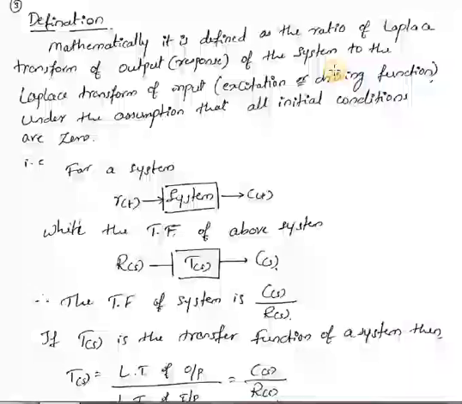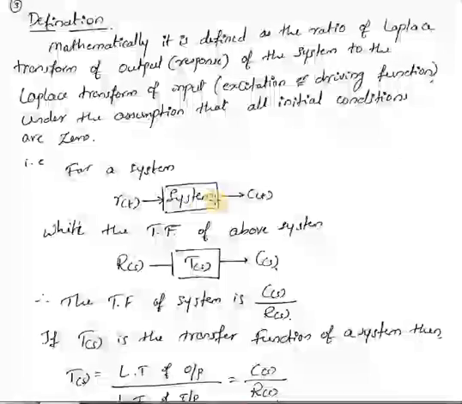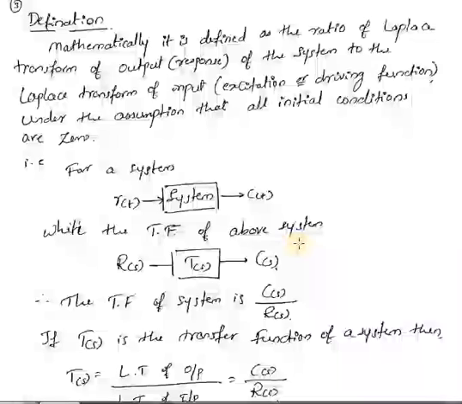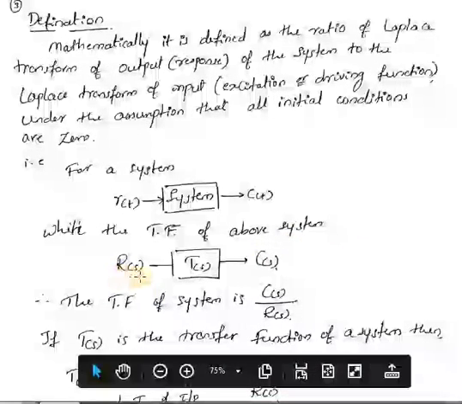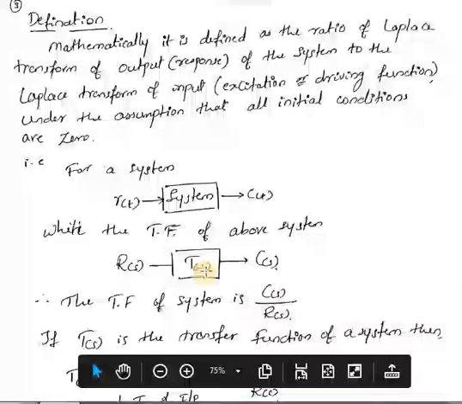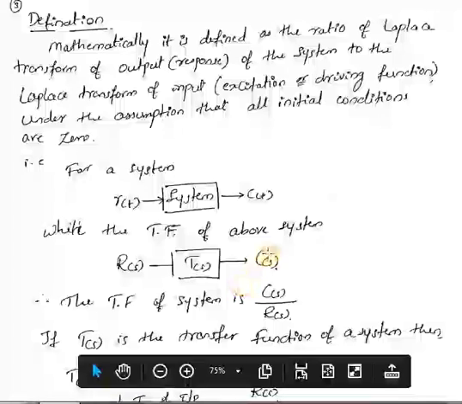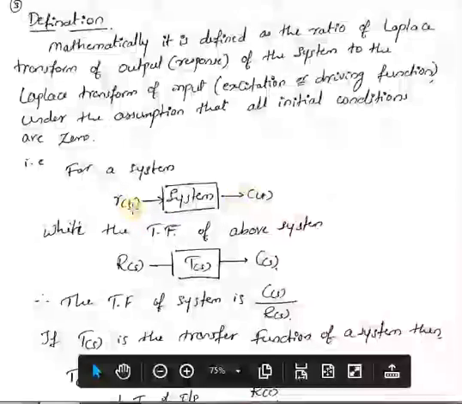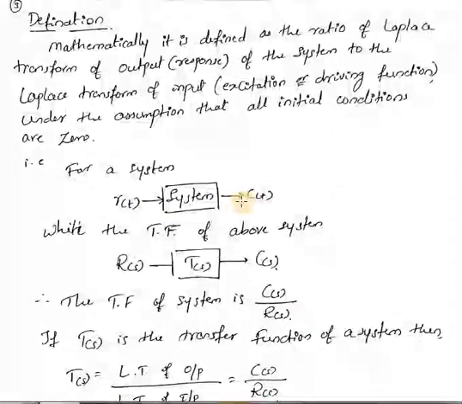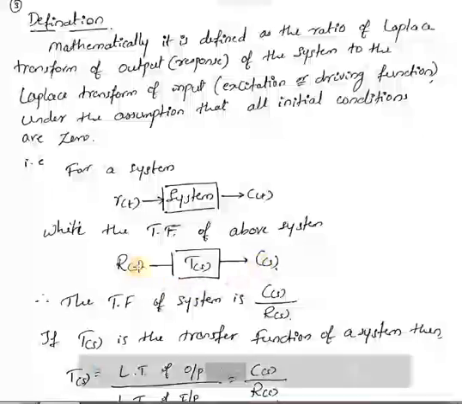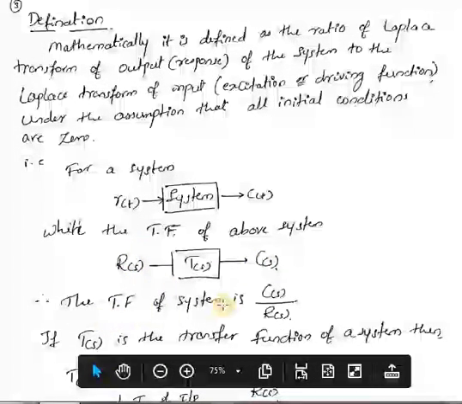So symbolically it can be represented as, for a system, R of t is the input and C of t is the output, and this is the system. If you take the transfer function of the above system, you can rewrite it as R of s, the system T of s, and C of s. So the transfer function of the system is given by output divided by input. Here in this figure they are just input and output. After applying the Laplace transform, they become C of s and R of s. So you can write the transfer function as C of s divided by R of s.